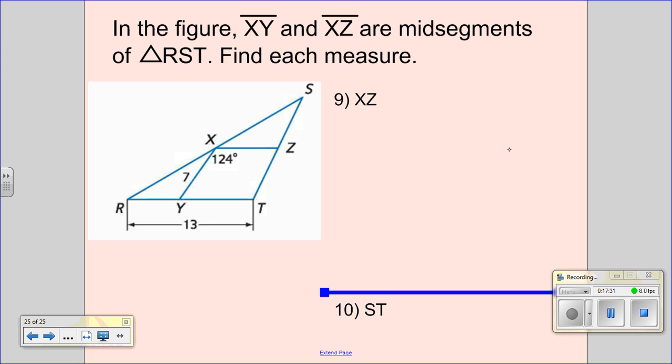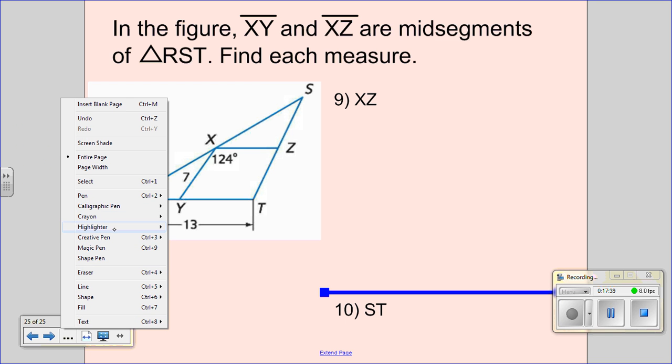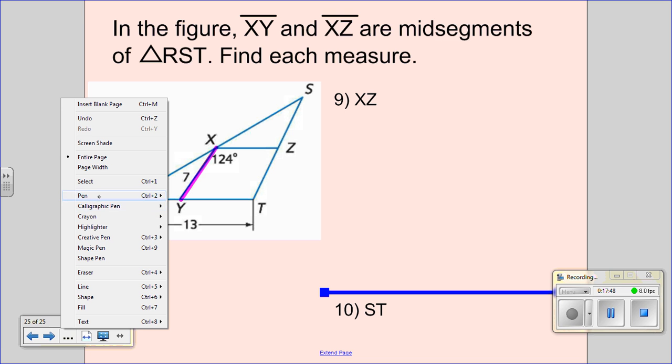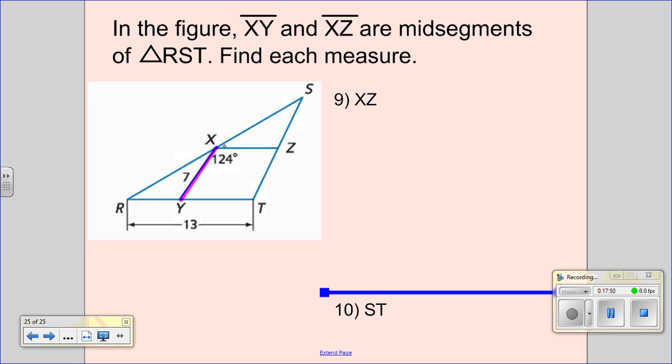In the figure below, it says that XY and XZ are midsegments. So let's highlight those real quickly. So XY is a midsegment. So just knowing that information, I know that point X is a midpoint. So R to X is congruent with X to S. And then I know that point Y is a midpoint as well. So that means R to Y is congruent with Y to T.